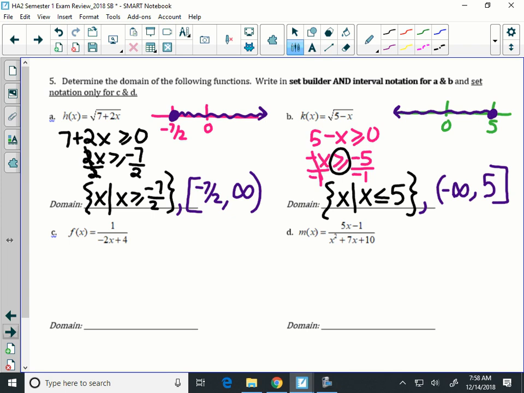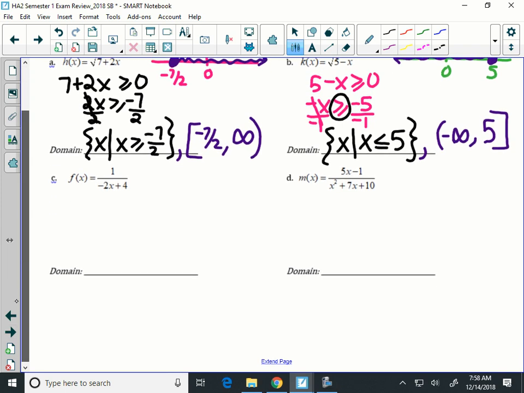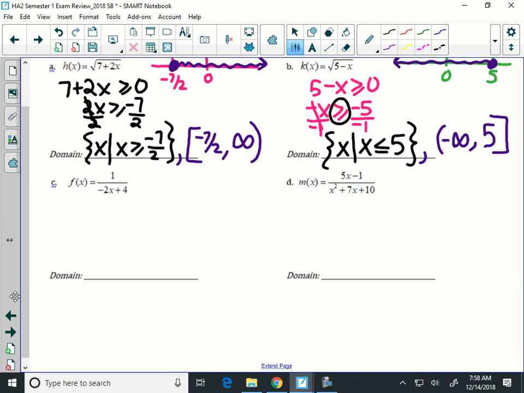Now A and B are different than C and D. C and D have a fraction. And remember, fractions, you are not allowed to have the number 0 in the denominator. That makes the fraction undefined. So to find the domain here, you're going to take your denominator and set it not equal to 0. Now you're going to solve for x.